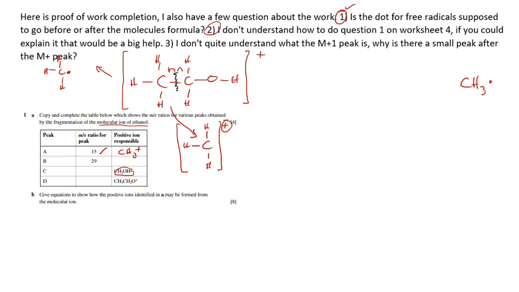Let me just change colour to green. So if I use the original molecular ion, but ignore the black bit, and instead it breaks here, then you could apply the same principle, and you could get an ethyl free radical, or you could get an ethyl positive ion. The ethyl positive ion would have a mass to charge ratio of 29. So what you would write in here would be CH3CH2+. So that fills in those two boxes.